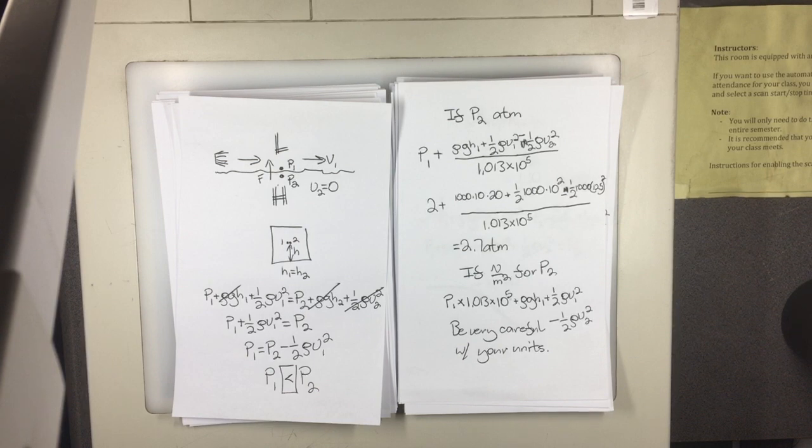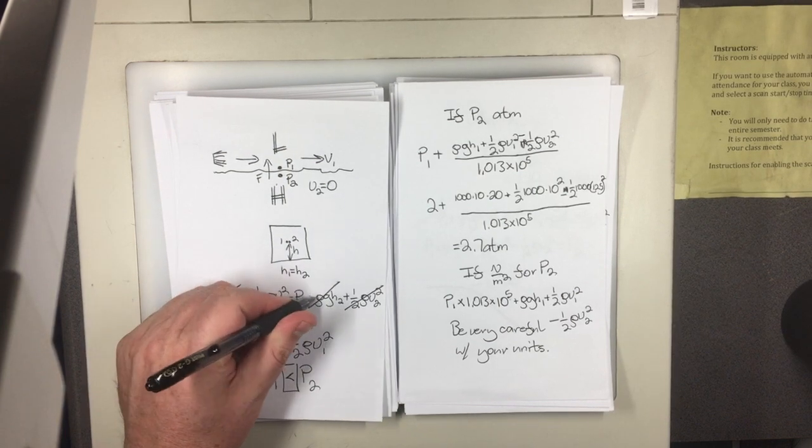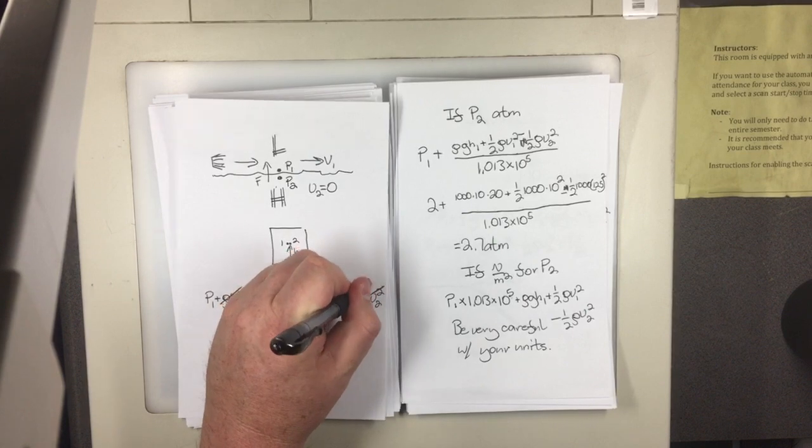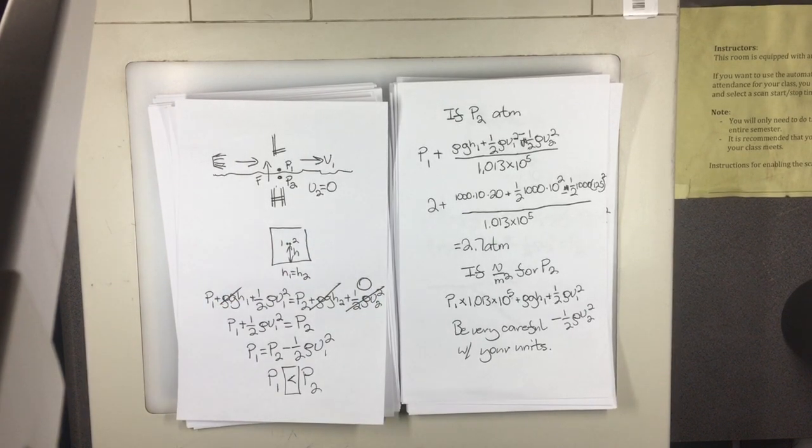Yes? I just have a quick question. Okay, so when you cross out the H's, is it just because they're equal to each other? Correct. They're equal to each other and cancel. That one is zero. So that's why. Yes?